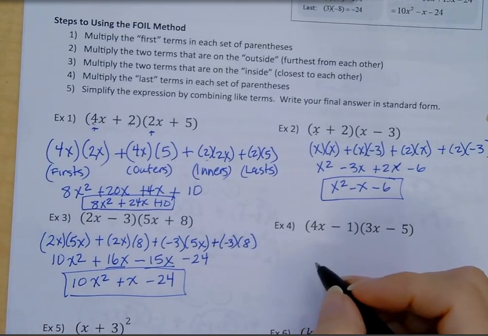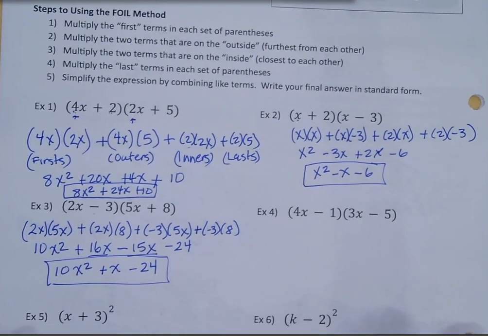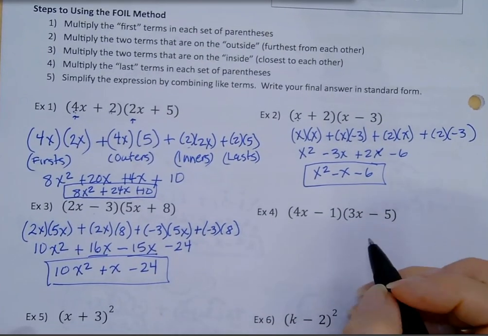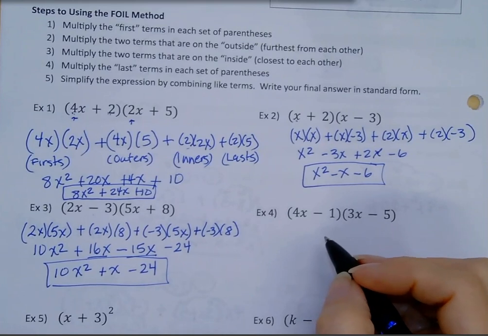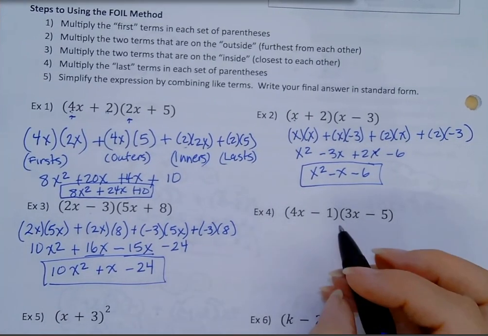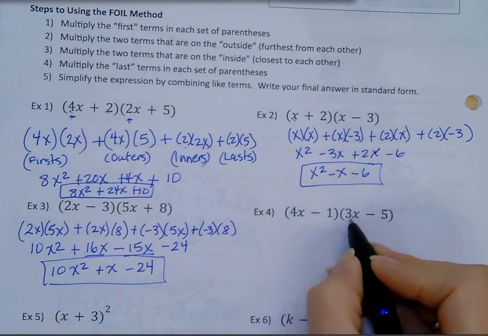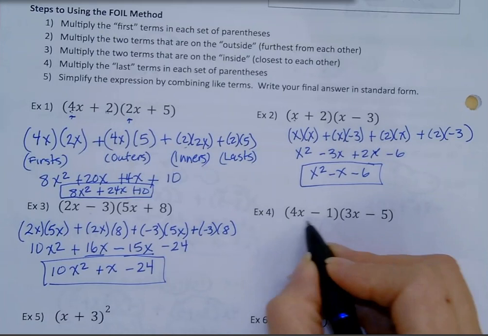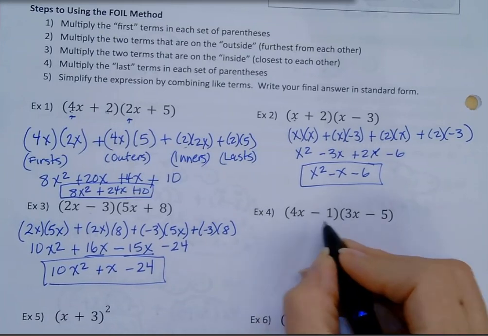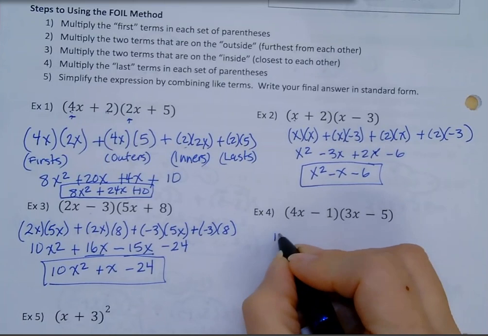Okay, so I'm going to probably start doing this less step by step. I'm going to show you what that looks like when I do it, but you're welcome to write out all the steps as long as it is helpful to you. So I know my firsts, it's 4x times 3x. So 4 times 3 is 12, x times x is x squared. I'm just going to do the firsts right now. 4x times 3x is 12x squared.